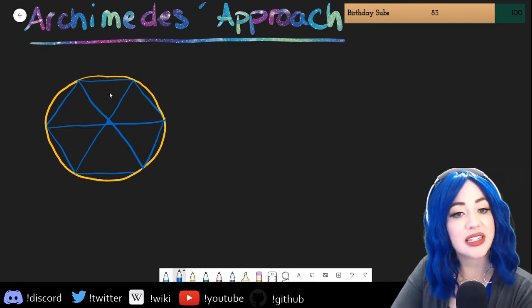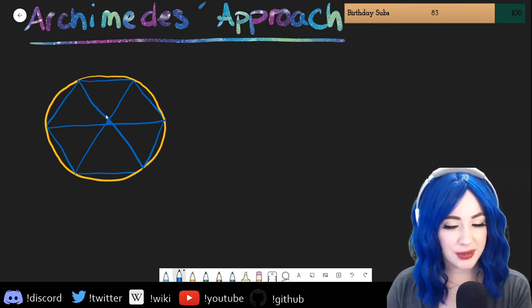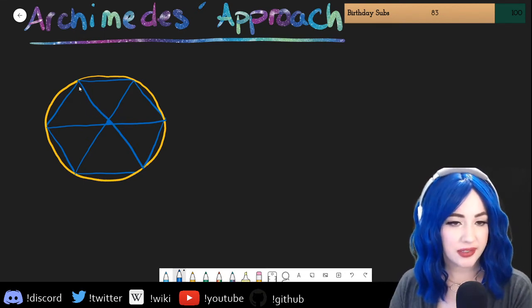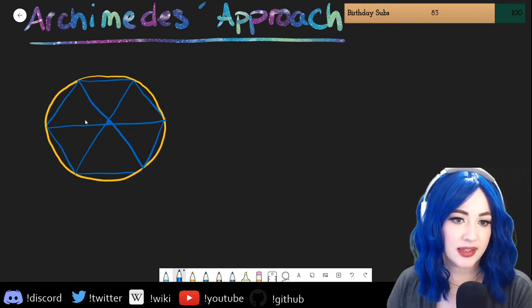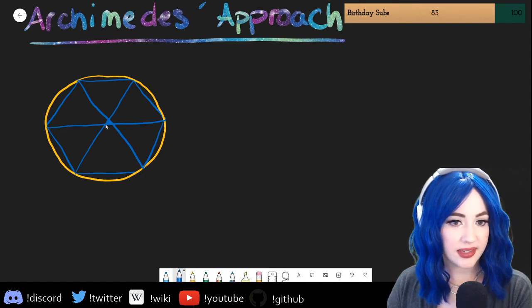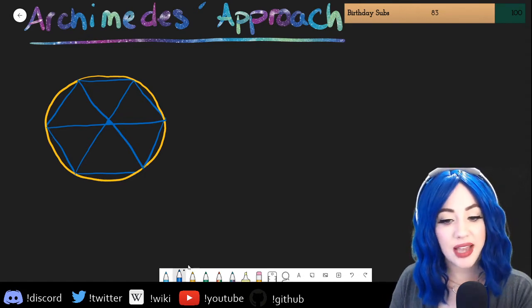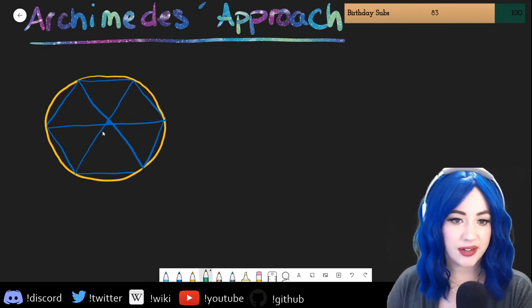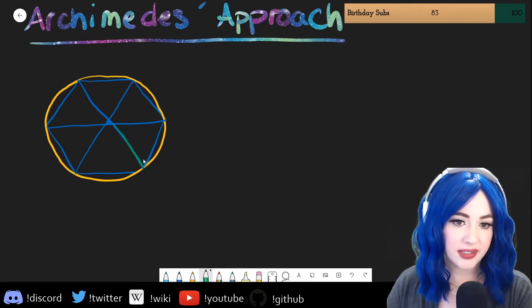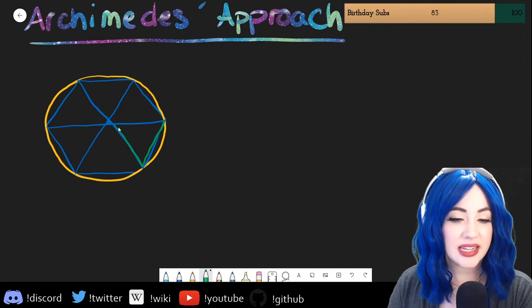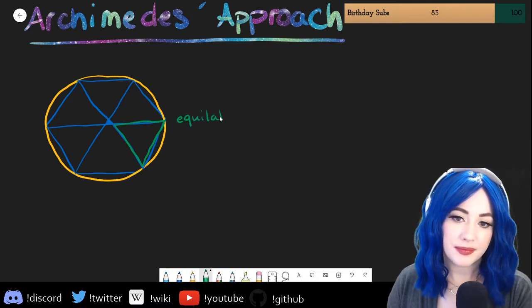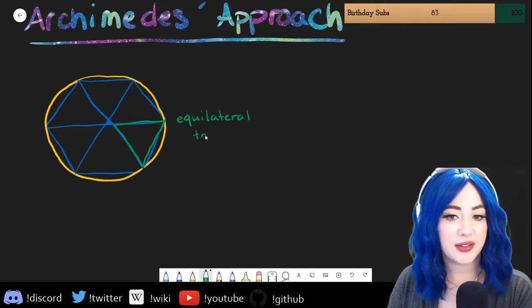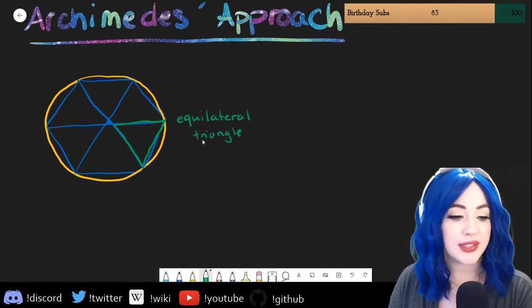All right, a couple of things here. One of the cool things in our wonderful hexagon is that this side length is equal to this side length is equal to this side length. So each of these triangles here, I'm gonna outline one in green for us, is an equilateral triangle. That means all of the sides are the same length.